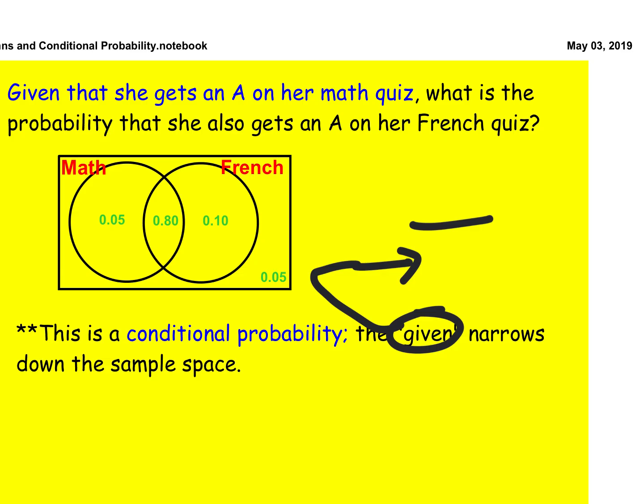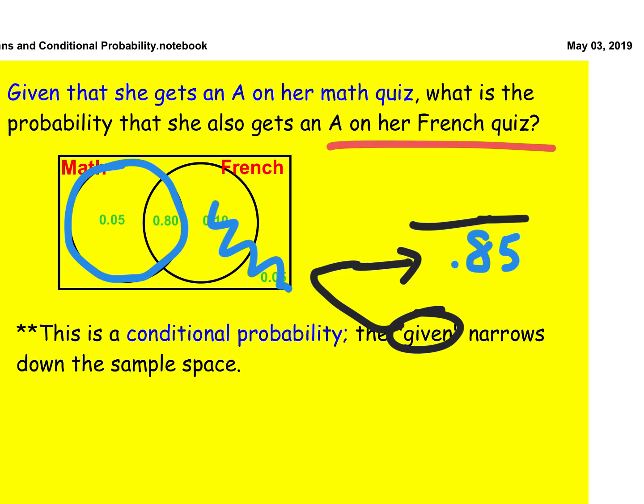All right. So as soon as they said, given she gets an A on her math, then you can either circle this or scribble these out. Maybe both. Okay, now you can only use those two numbers. So now it's out of 0.8 plus 0.05 is 0.85. And now, what do I want? I want the A on the French quiz, which would be these, so it's 0.8 over 0.85. Raise your hand if you got that one right. Okay, good, you get conditional then. If you don't, you should come up and I'll give you a little coaching during work time.